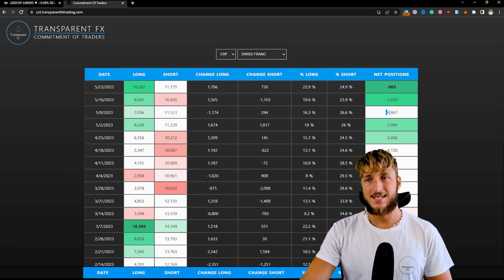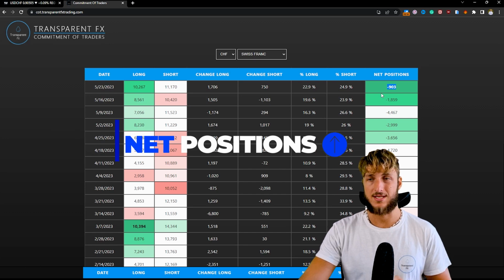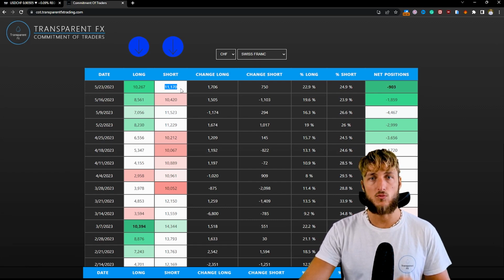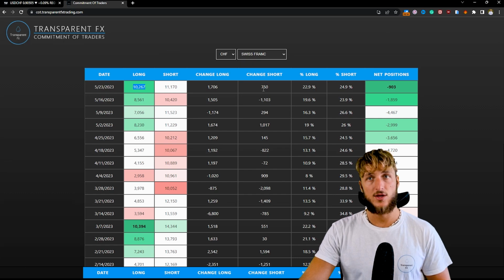And what we can see is that with the last reports, net positions have been increasing. Now, this makes the CHF stronger. However, it is also important to keep in mind that net positions are still negative. So institutions still have more shorts than longs on the CHF, 11K shorts compared to 10K longs, and we are once again now starting to see shorts added with the last report.